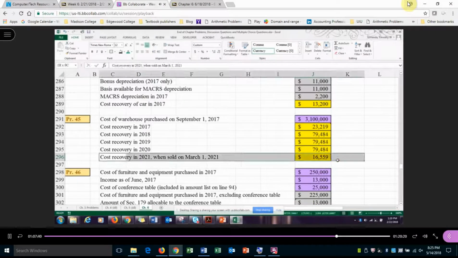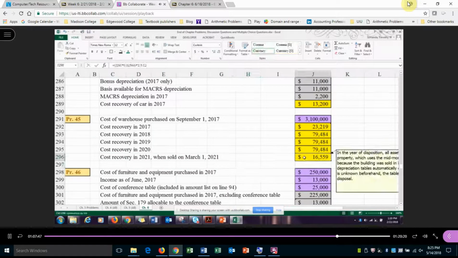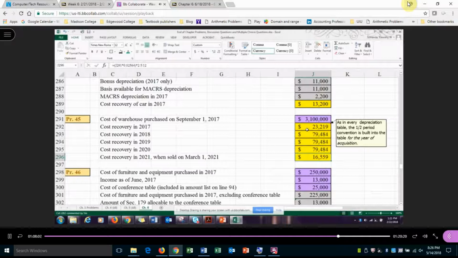However, as I said earlier, we need to make an adjustment here because we sold it on March 1st. So we will calculate the depreciation in the year of disposal by starting the way we did earlier. That is to say, we will take 3.1 million times the percentage of 0.02564 in column 9 for September, like we did in every other year. Now we need to make an adjustment though, because we only held this property for 2.5 tax months. And I say tax months because we are using the mid-month convention when we deal with real estate. So if we sold this property on March 1st, then we don't get credit for the full year's depreciation.